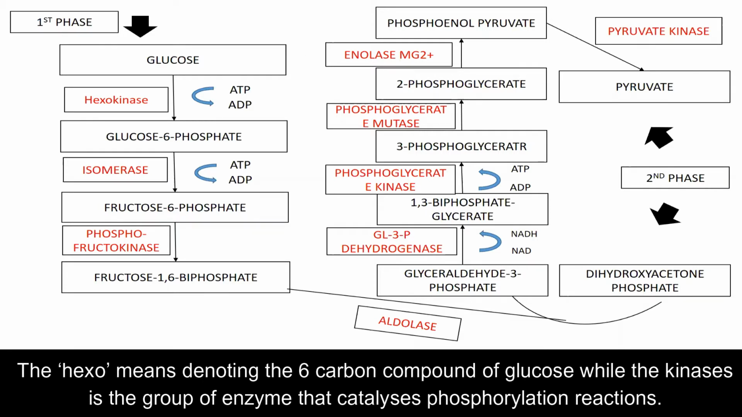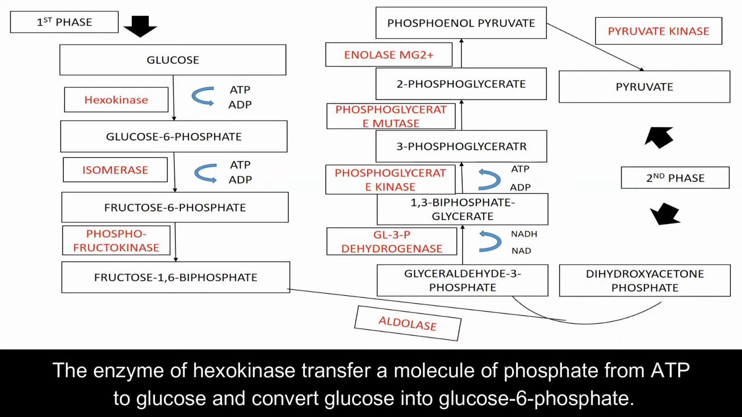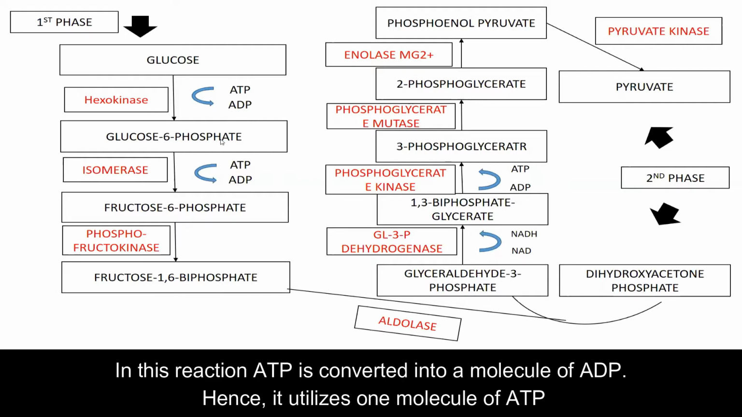The hexo means denoting the 6-carbon compound of glucose, while the kinase is the group of enzymes that catalyze phosphorylation reactions. The enzyme hexokinase transfers a molecule of phosphate from ATP to glucose and converts glucose into glucose 6-phosphate. In this reaction, ATP is converted into a molecule of ADP. Hence, it utilizes one molecule of ATP.